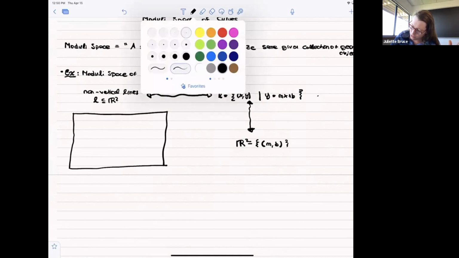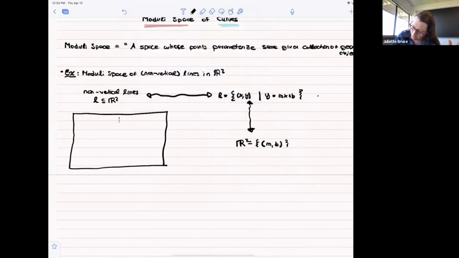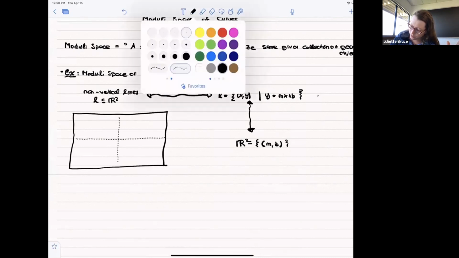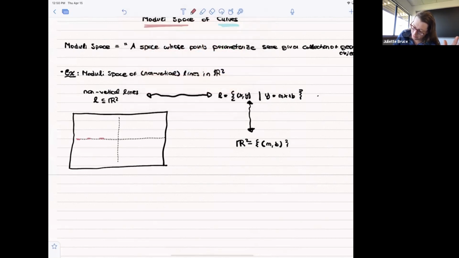So here's my R2. And here are maybe my axes. Different points inside of here correspond to different types of lines. So for example, if I look at points along the line I'm dashing now, these are all lines of the form y equals mx. They don't have any b if I make this my m axis and this my b axis. And so somehow we can see that the set of lines without intercepts seem closer than other lines.